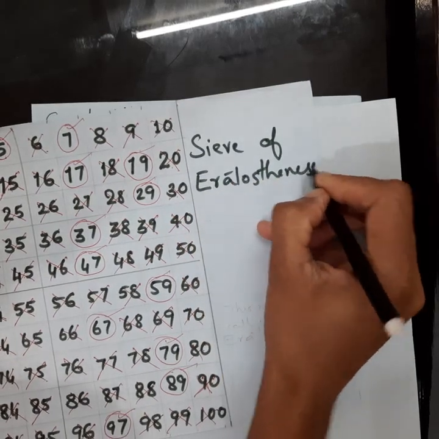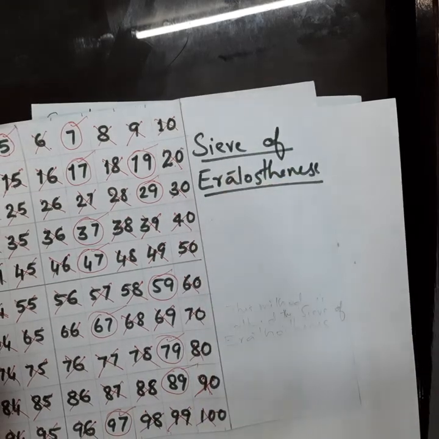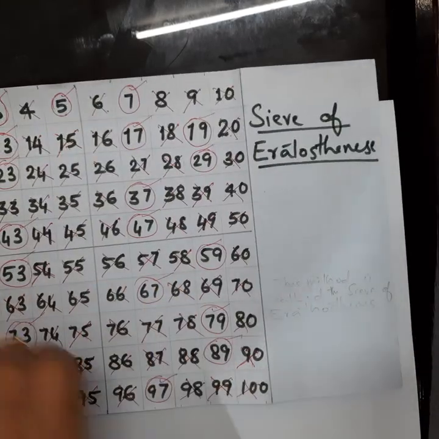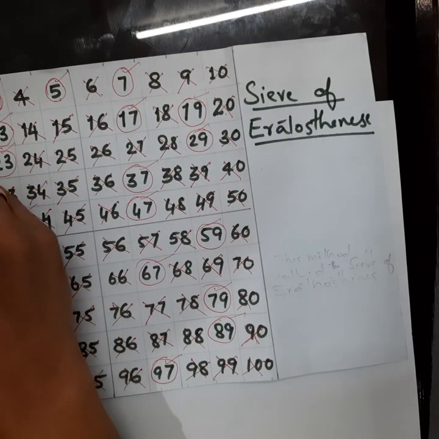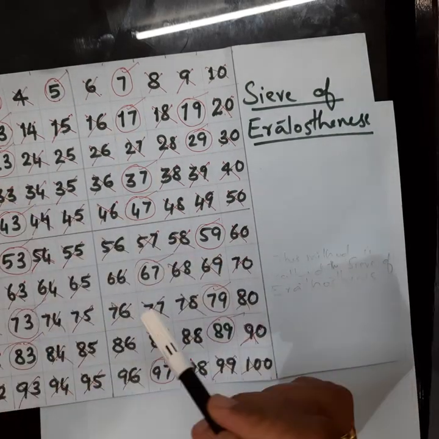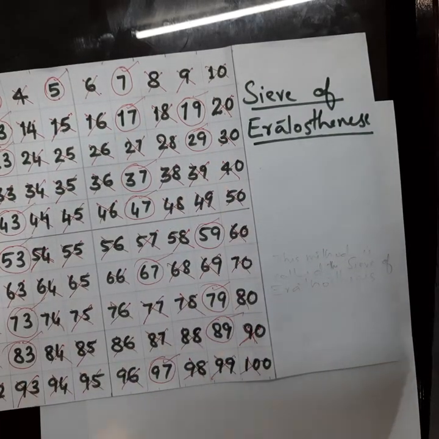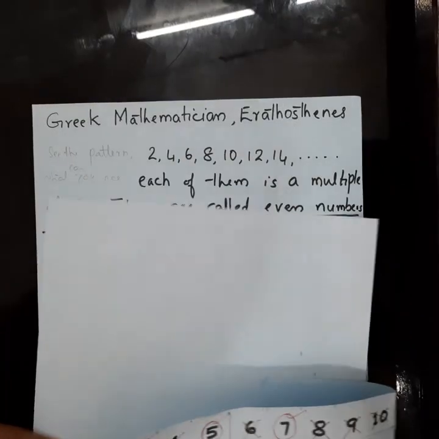Eratosthenes. This method is called the sieve of Eratosthenes. So everyone try this: make a list of the numbers from 1 to 100 in this way and do as I explained. This is to find the prime numbers between 1 and 100. And the next thing we are going to discuss is, let us see the pattern.